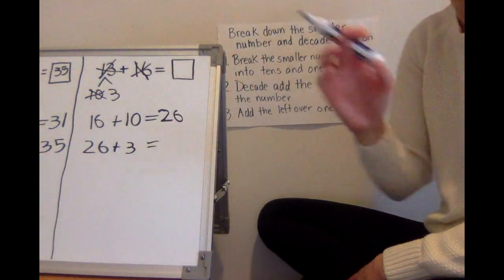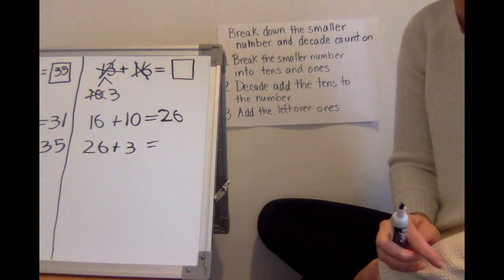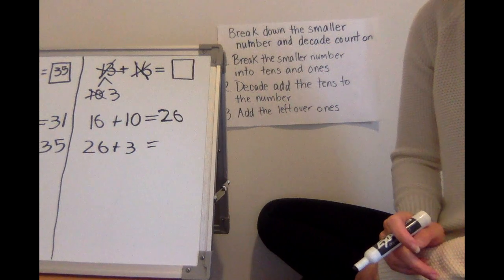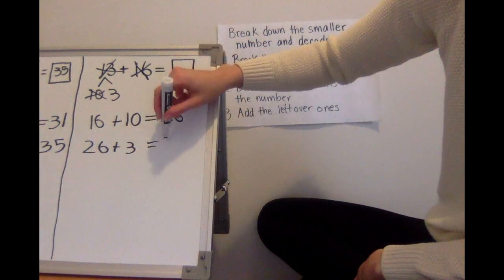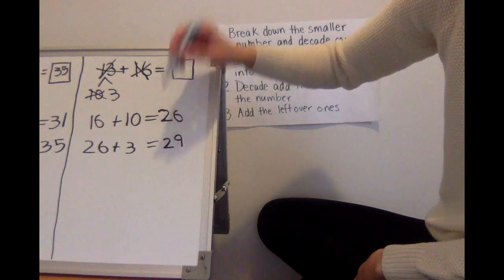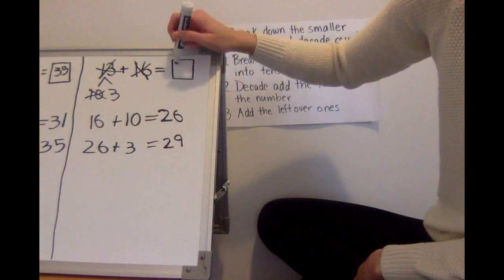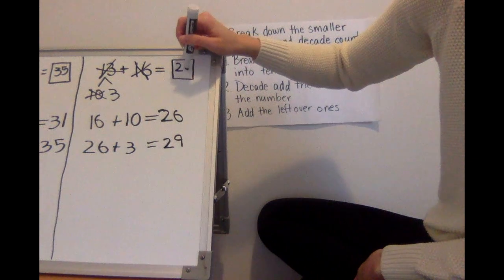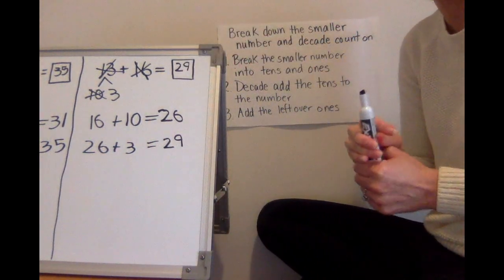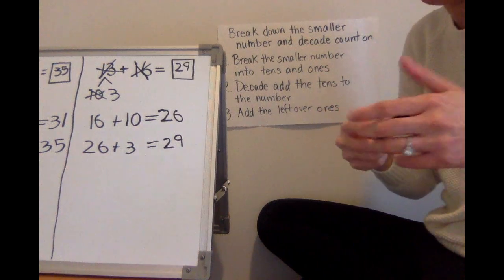To figure that out, let's count on. Grab the number 26, count on 3. What do you get? 29. So that means 13 plus 16 is 29. You got it.